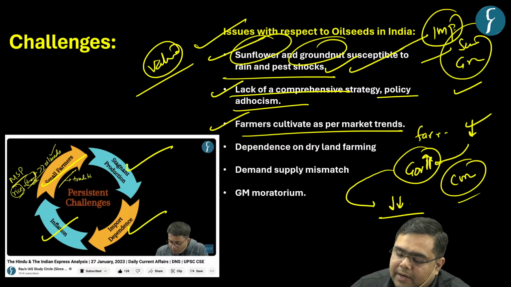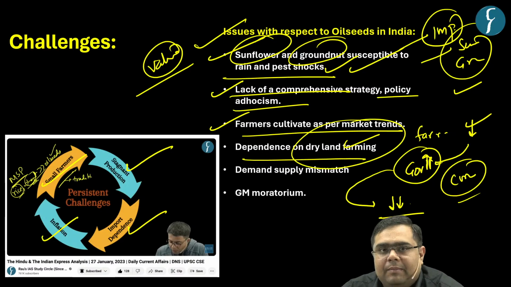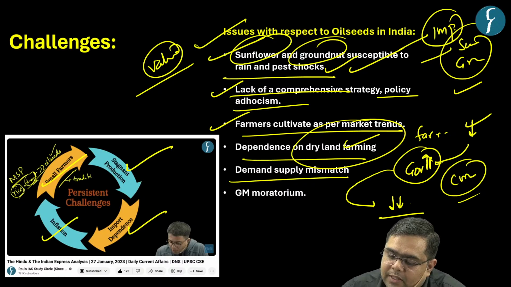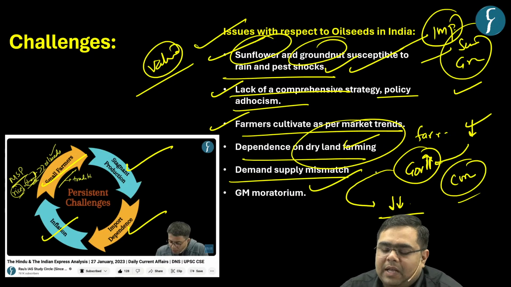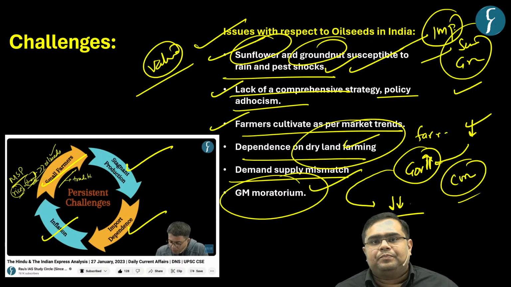Then there is an issue with respect to cultivation patterns, and farmers generally cultivate as per the market trends. Then there is an issue with respect to dependence on dryland farming, and dryland farming is not very conducive to the production of these kinds of oil based cash crops. Then there is an issue with respect to demand supply mismatch.